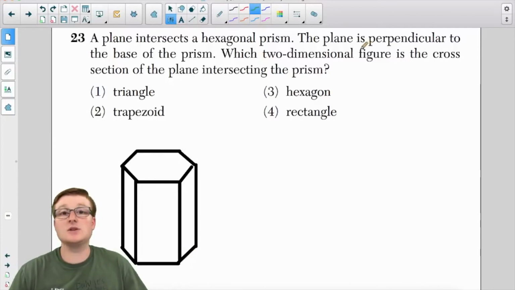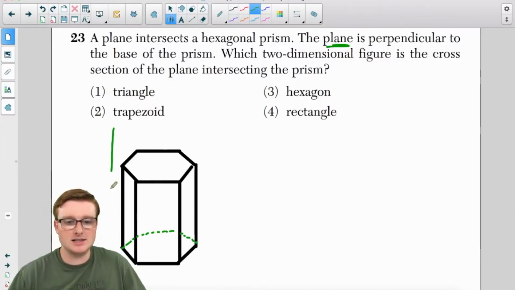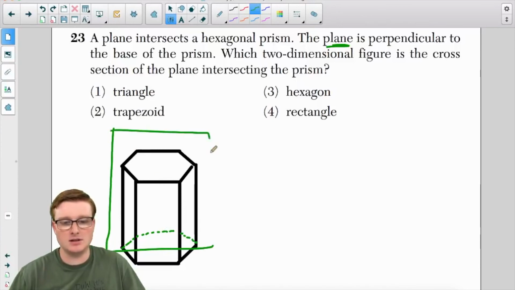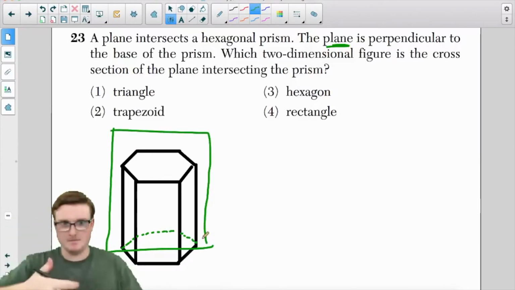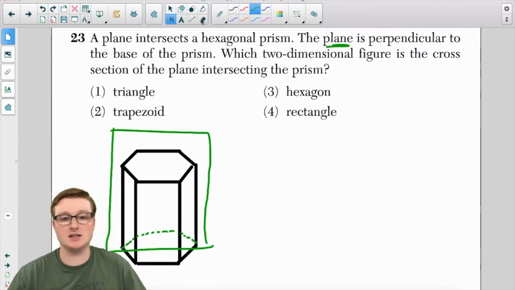So it says there's a plane. A plane is perpendicular to the base of the prism. Well, the base of the prism is down below here. Well, these are technically both bases, but I like to consider the base the bottom, and there's a slice that's going down the prism. Well, what is the cross-section of the plane intersecting the prism?